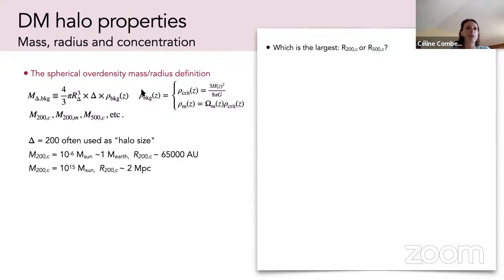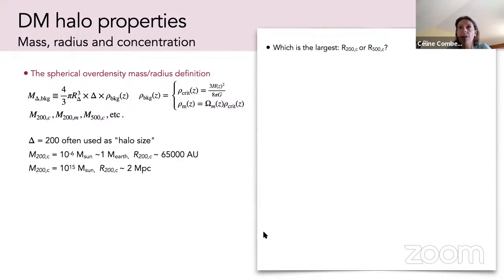So now I have a quick question for you. Given this definition, and I suggest you use the raise hand button on Zoom. So given this definition, what radius is the largest? Is that R200 or R500? So please raise your hand if you think R200 is larger than R500. I'm going to give you a second just to think about it. So we're talking about the radius within which the mean density of the halo is either 200 times or 500 times larger. So I have a few hands being raised.